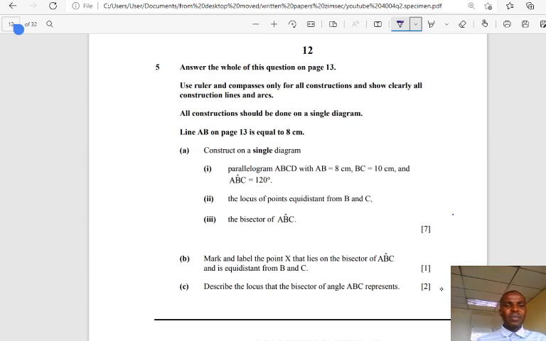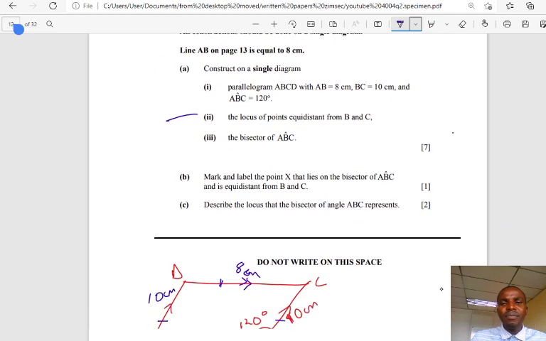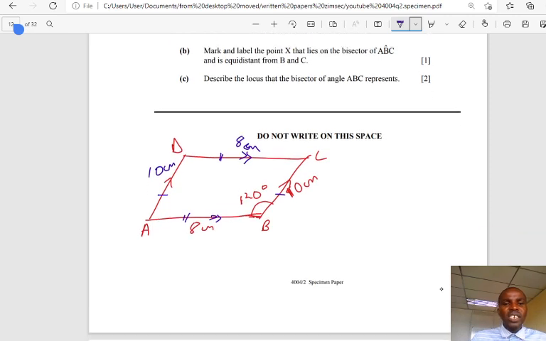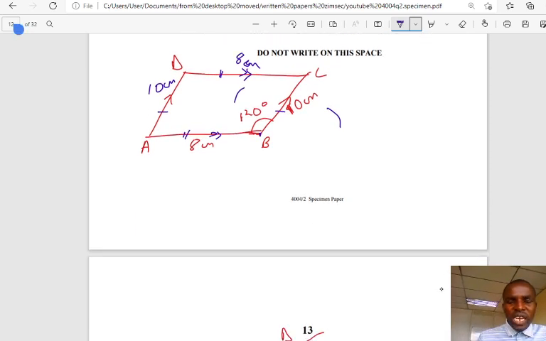Then next, construct on a single diagram the locus of points, item number 2, equidistant from B and C. B and C are two different points. So this one, you bisect line BC. To bisect line BC, you come at B, you mark at point B with your compass, you open your compass halfway, then you mark down, you mark up here. So let me do it on an actual diagram.